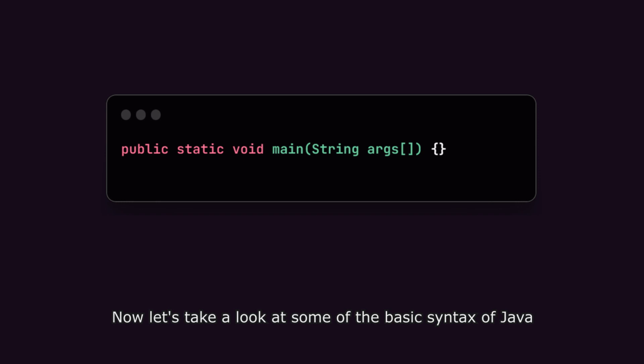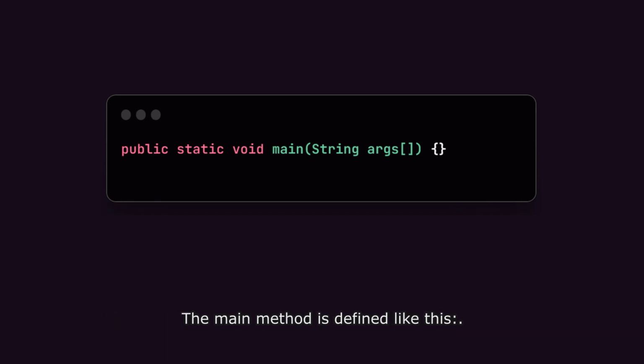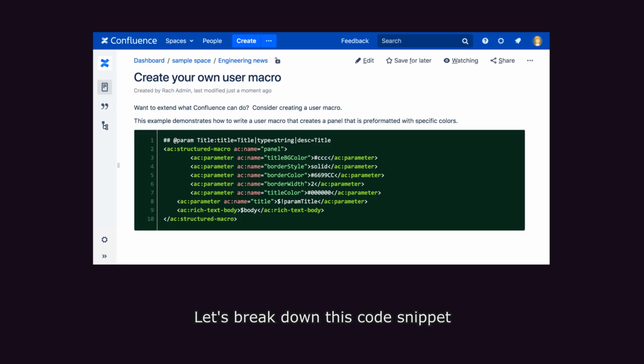Now let's take a look at some of the basic syntax of Java. In Java, every statement must end with a semicolon. Also, you need to define a main method, the entry point into your program. The main method is defined like this. Let's break down this code snippet.